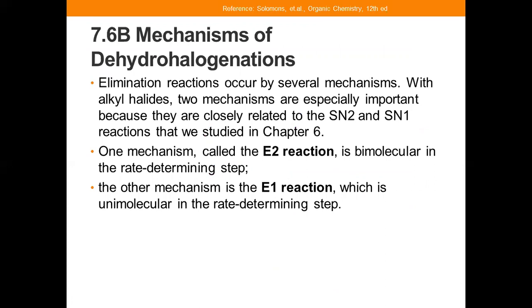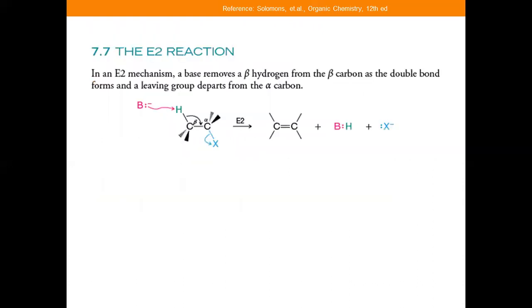For the mechanism of the dehydrohalogenation reaction, we've learned about the E2 and the E1 reaction mechanisms, wherein E2 is bimolecular in the rate determining step. Of course, there are two reagents that would affect the reaction. For the E1, there is only one reagent that would determine the reaction. It's unimolecular, and of course, it's the rate determining step.